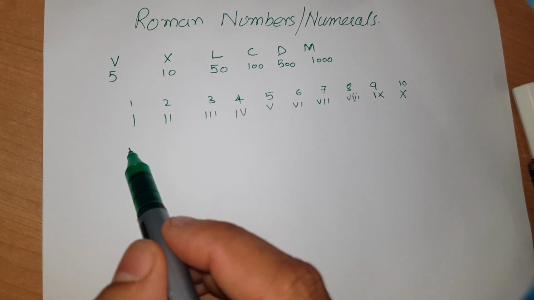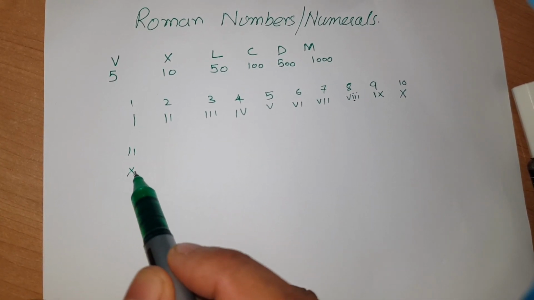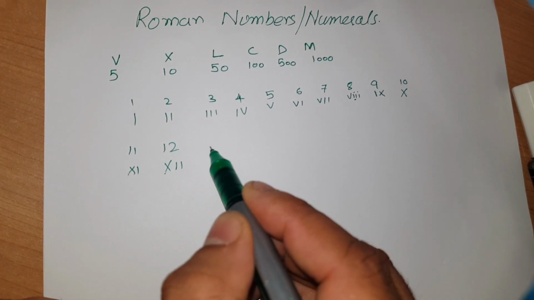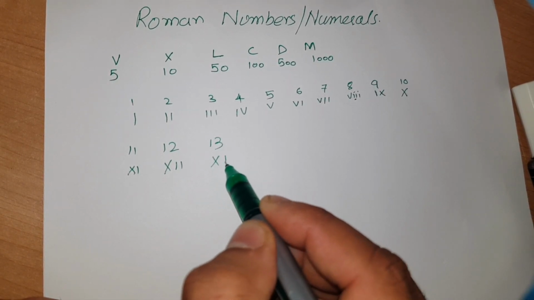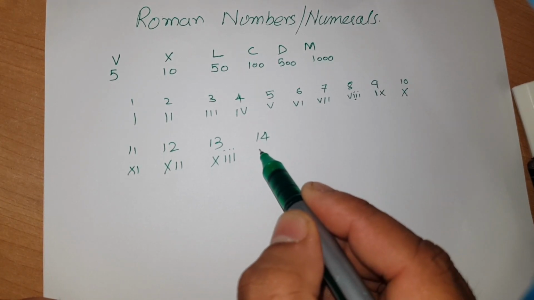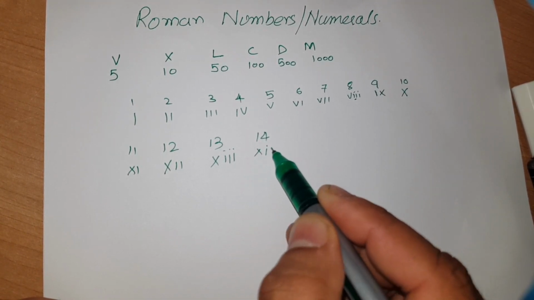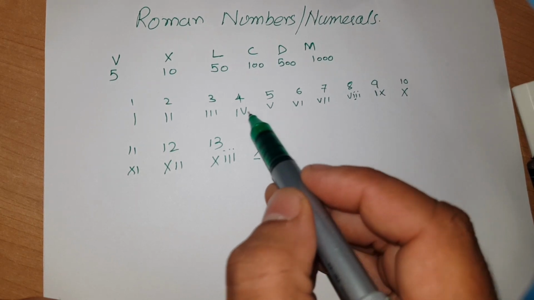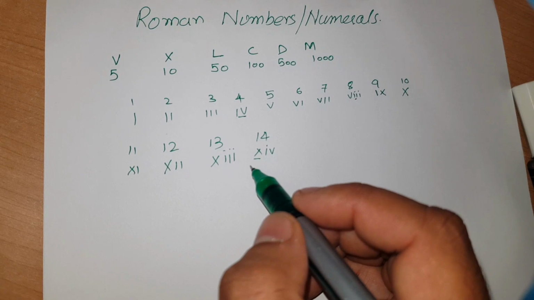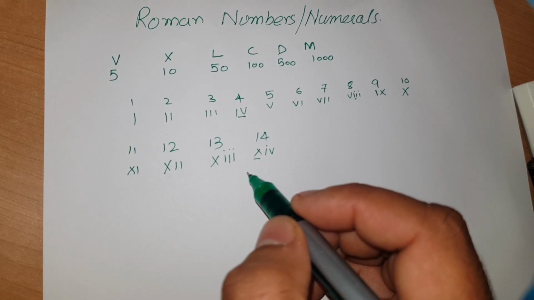Then I will go for 11. So for 11, 10 plus 1 is 11. Then for 12, 10 plus 2 is 12. For 13, 10 plus 3 is 13. Now for 14, 10 plus 4, this is 10 and this was 4, so 14. Remember that in Roman numerals you break the numbers to make them easier for you.